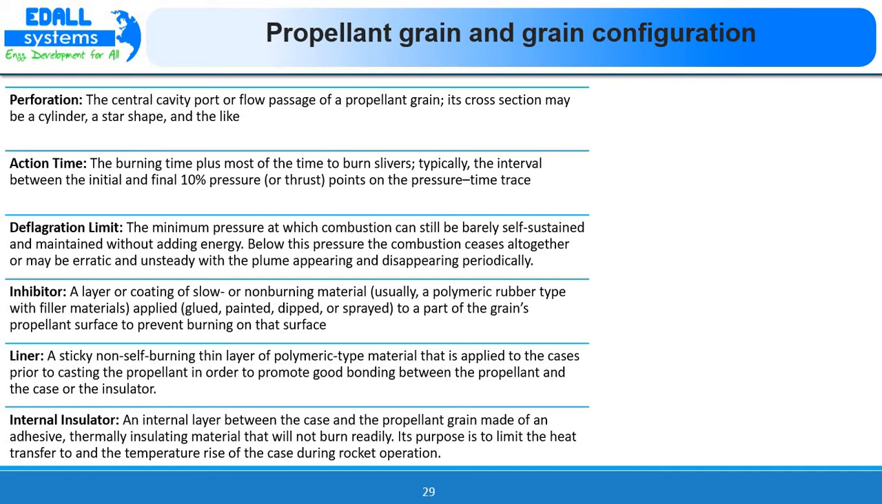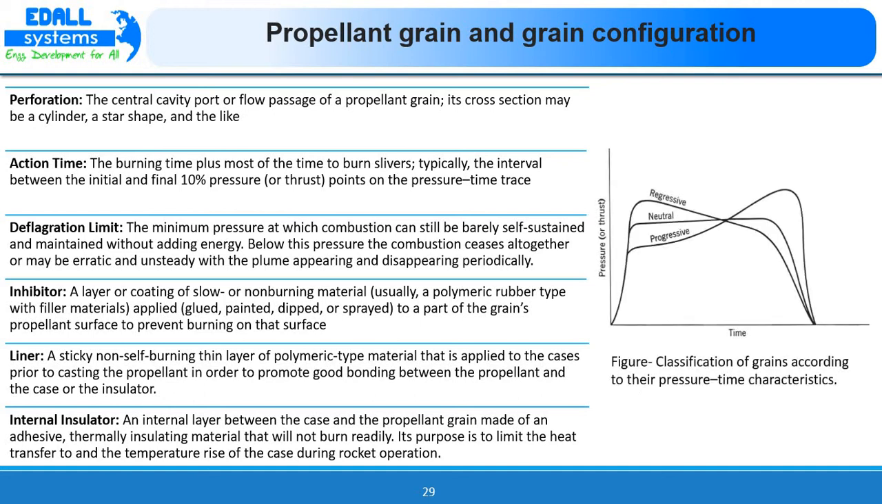These are the different definitions and terminologies involved with propellant grain. And here we can see one graph which describes the three types of burning, that is neutral, progressive and regressive. So we can clearly see that for progressive, with time the burning rate or the pressure is increasing. For neutral it is remaining constant, and for regressive it starts to reduce after some time.